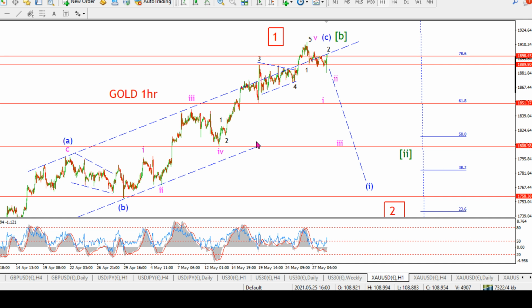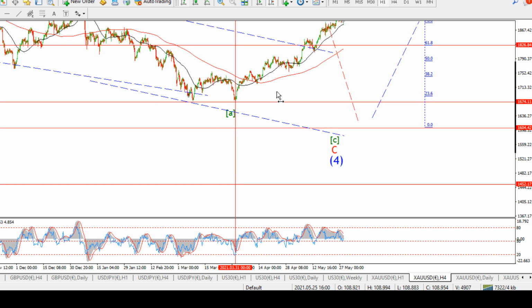It's been a good long rally. Maybe the alternate count is correct. Maybe it is a wave 1 up. If we go to the 4-hour count here, where's my label? There it is.